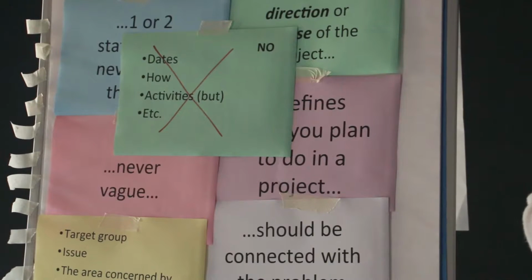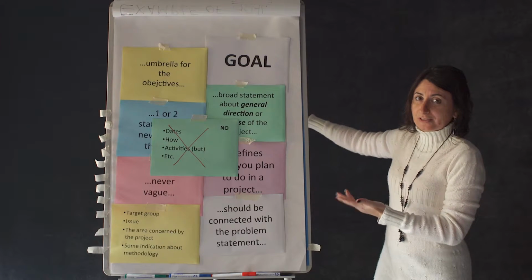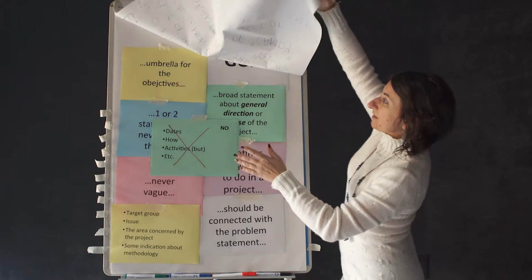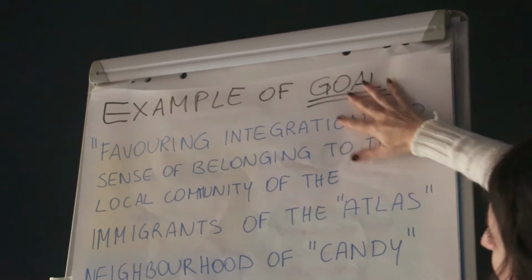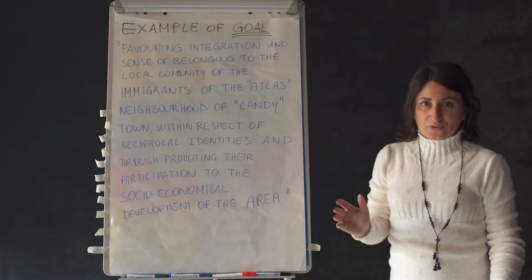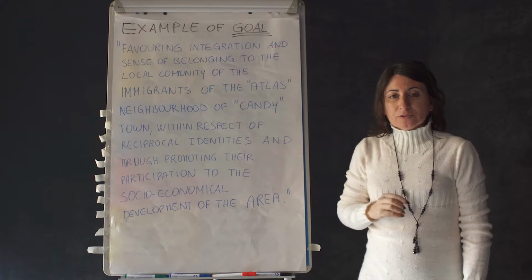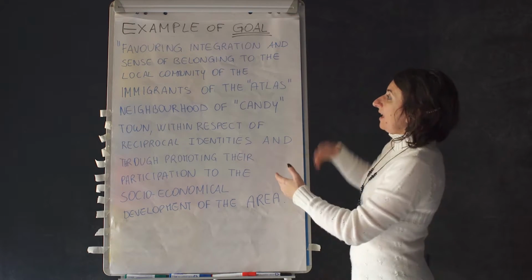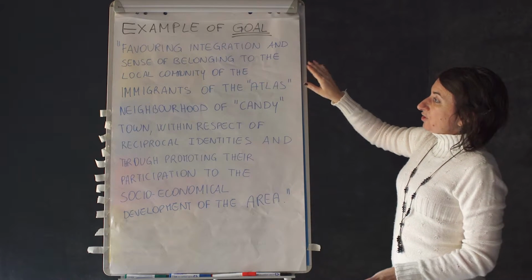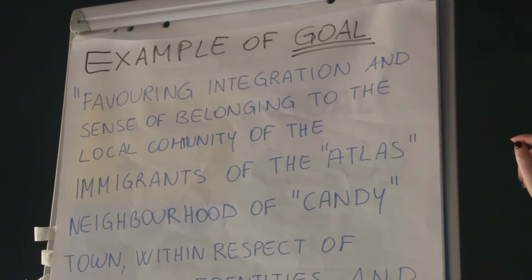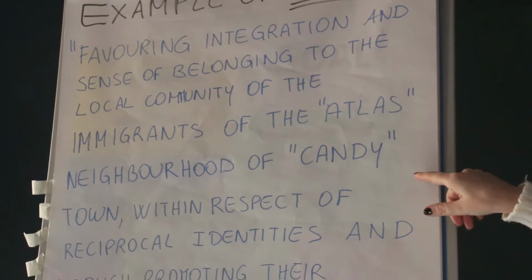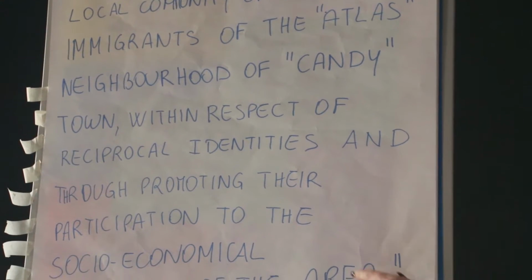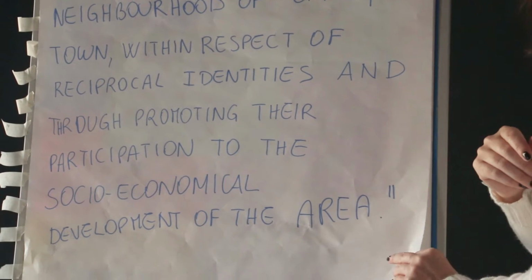Now, let's see how a goal should look like, because after all this information that I gave you, maybe it's interesting for you also to see an example. And this is an example of a goal for a project that is about inclusion of immigrants in a specific society. Favoring integration and sense of belonging to the local community of the immigrants of the Atlas neighborhood of Candy Town within respect of reciprocal identities and through promoting their participation to the socio-economical development of the area.